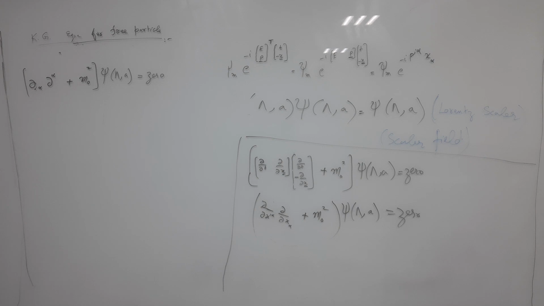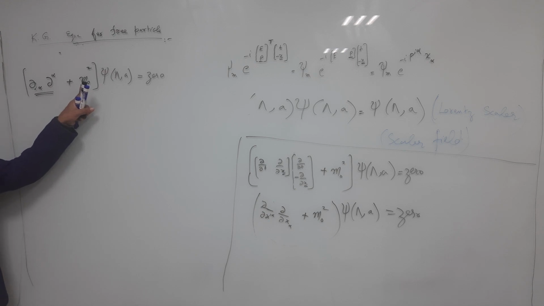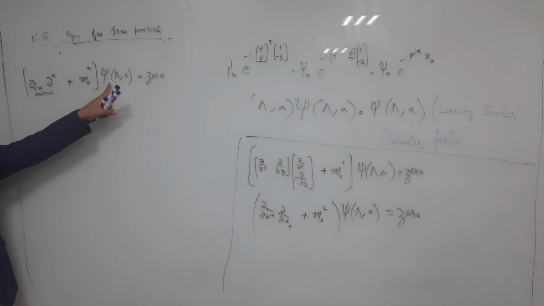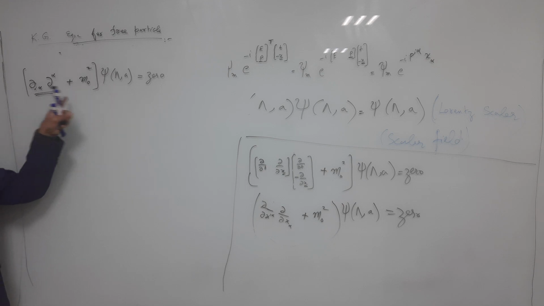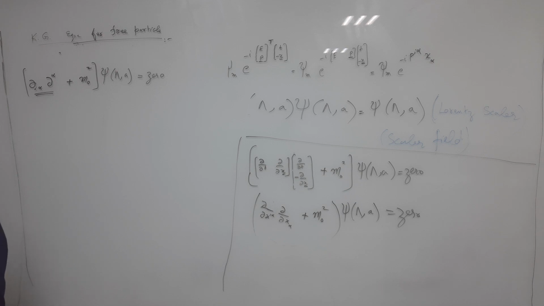This is the Lorentz invariant term. Alpha is contracting with alpha. M naught is a scalar, it does not transform under transformation. I have already explained it is also a scalar. So all terms are Lorentz invariant. The whole equation is a Lorentz scalar.